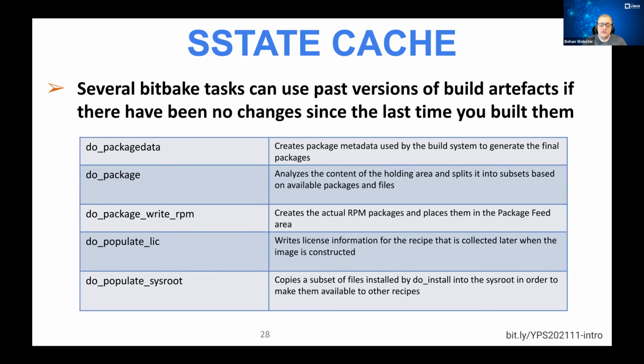However, the shared state cache does that at a larger level. It does this at the package level: package data, package write, RPM, license, sysroot, and so on. So the neat thing about this is that it will actually shortcut your steps. If the outputs of specific portions of your builds match exactly the way you've done it last time, it will just take the output of your prior time of doing it and copy that into place.